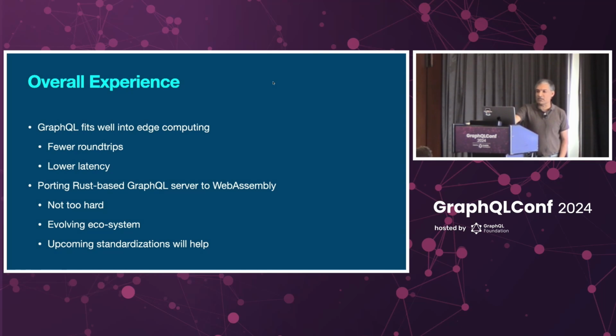So overall experience is GraphQL fits very well into edge computing. The advantage of not having to overfetch or underfetch really pays. Porting a Rust-based GraphQL server to WebAssembly was not too hard. The system is evolving, more and more crates are supporting it. And some of the things I have shown you, like I had to use socket API, for example, that is very specific to Cloudflare Worker. As more WASI standardization happens, that will become less of a problem.